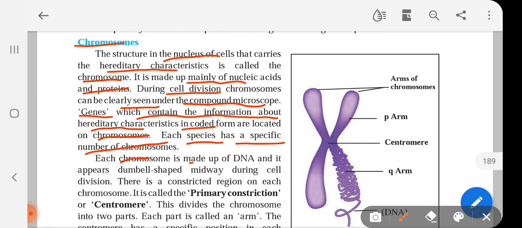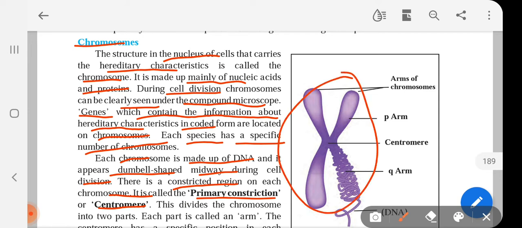Each chromosome is made up of DNA and it appears dumbbell shaped midway during cell division. There is a constricted region on each chromosome. It is called the primary constriction or centromere. So as you can see in this diagram, students, this is how it looks when it gets condensed during cell division, like a dumbbell shape, and there is a central body called a centromere, and there are two arms, the P arm the shorter one and the Q arm the longer one. These are called arms of chromosomes. The centromere divides the chromosome into two parts. Each part is called an arm.